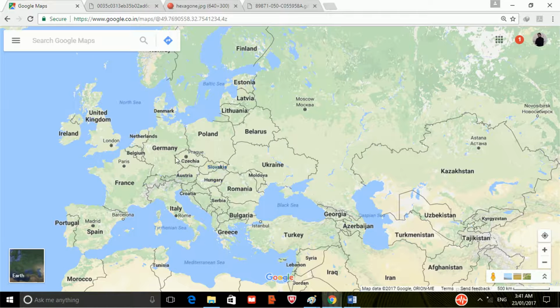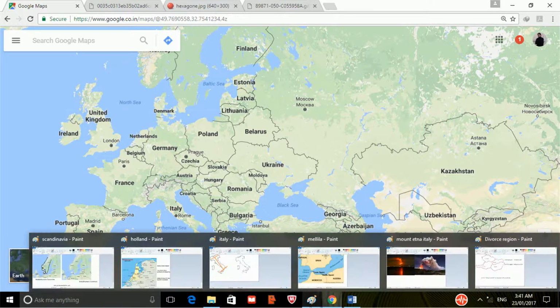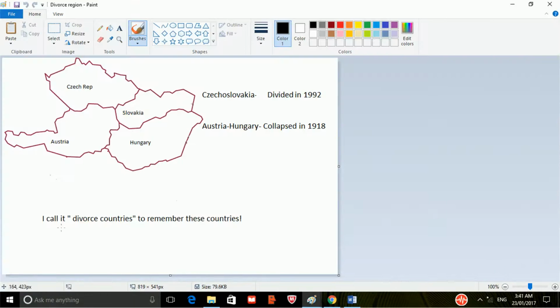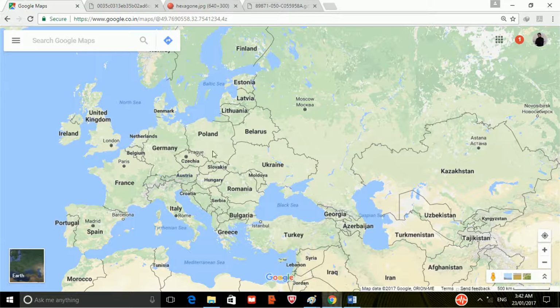Alright, then when we go in the middle of Europe, these 4 countries you see, I call them the divorce countries, and I'll show you why. Czech and Slovakia used to be Czechoslovakia, and Austria and Hungary used to be Austria-Hungary. Austria-Hungary collapsed in 1918, and Czechoslovakia was divided in 1992. So whenever I look at the map, these 4 countries in the middle together, I call it the divorce country, Czechoslovakia for Czechoslovakia and Austria-Hungary for the Austro-Hungarian Empire.